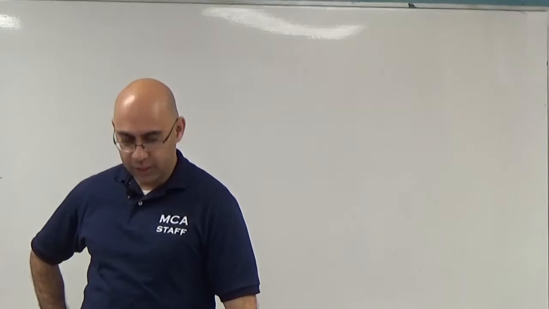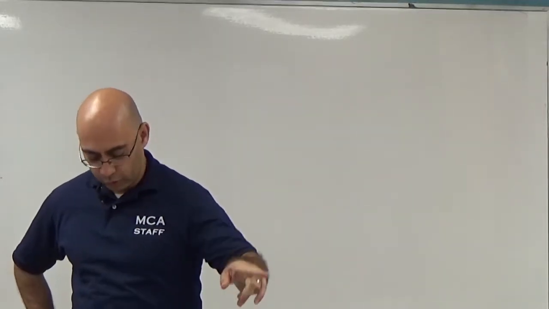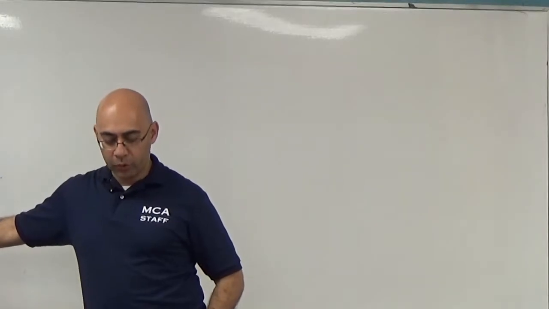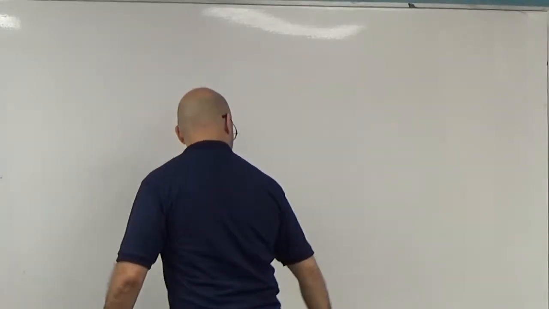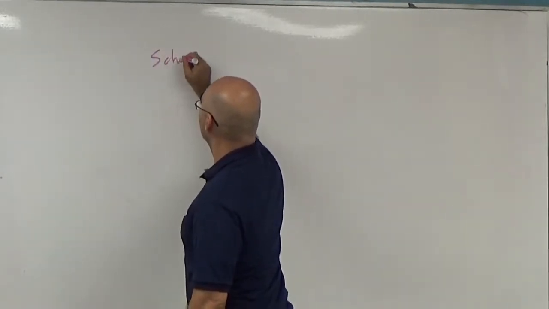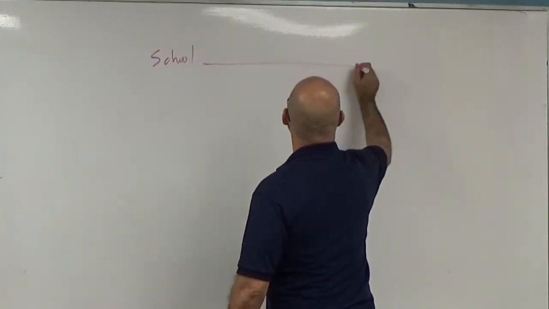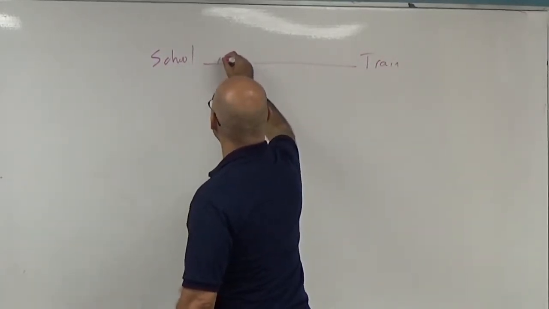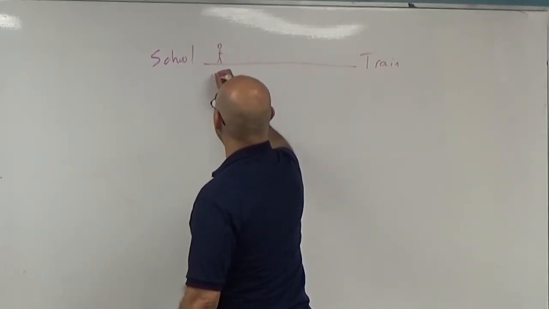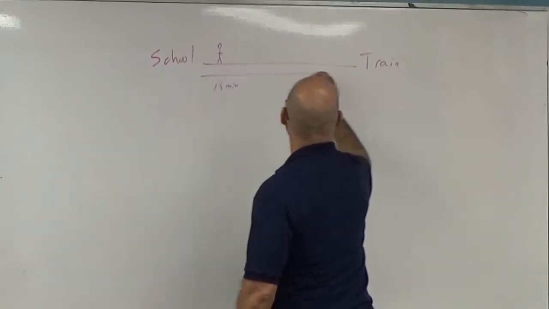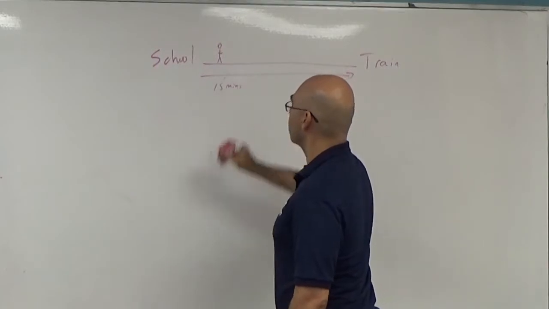So, page 73. This student here already kind of talked about it. Ali takes 15 minutes to walk from the school to the train station. So you got a school right here, and then the train station. So this kid right here is walking, and it takes him 15 minutes to get all the way through.